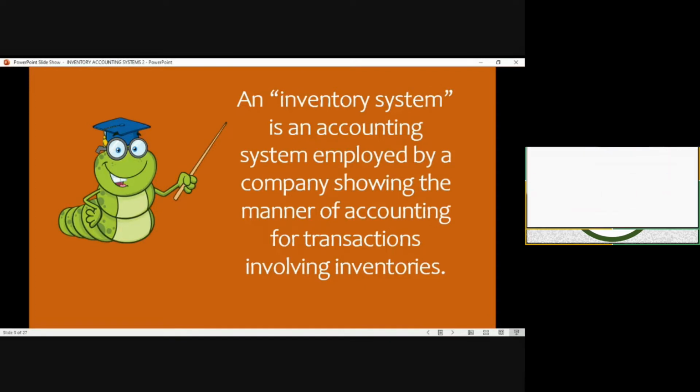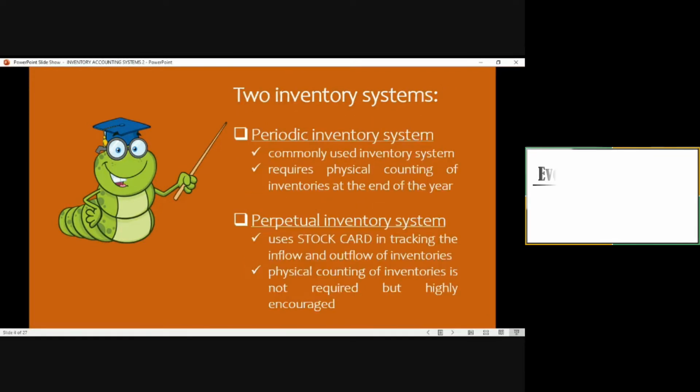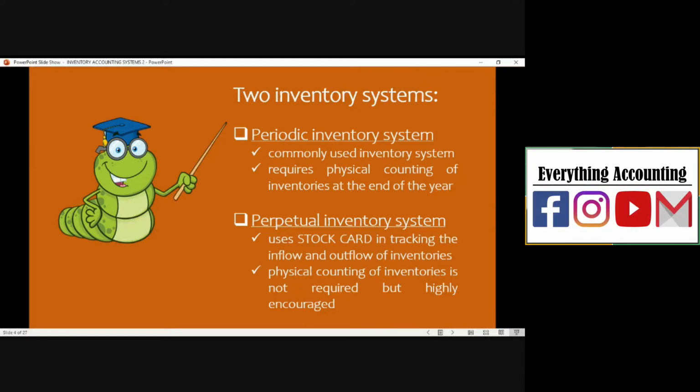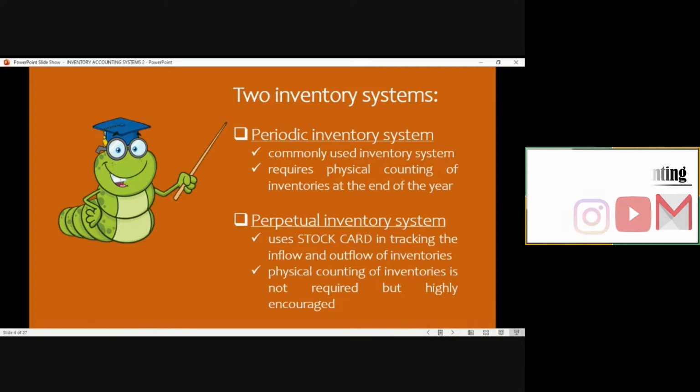Yun yung inventory system. There are two types of inventory systems being employed. Both are applicable in practice. We have periodic inventory system and perpetual inventory system. Between perpetual and periodic, we always assume periodic inventory system. Anong ibig sabihin ng periodic inventory system?